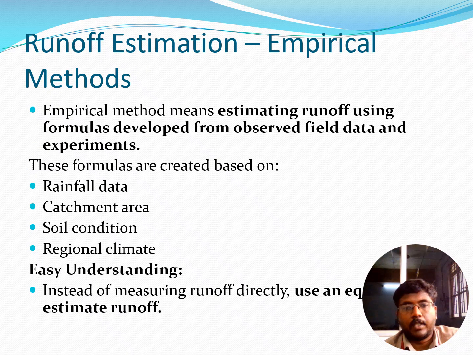Next we see about the runoff estimation by using the empirical method. Empirical method means estimating runoff using formulas developed from observed field data and experiments, or it is defined as runoff estimation by simple formulas based on past observation rather than a complex analysis. They help engineers quickly estimate how much rainwater will flow across a specific area or location. These formulas are created based on the rainfall data, catchment area, soil condition, and regional climate.